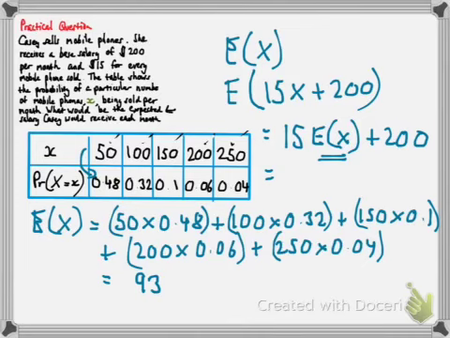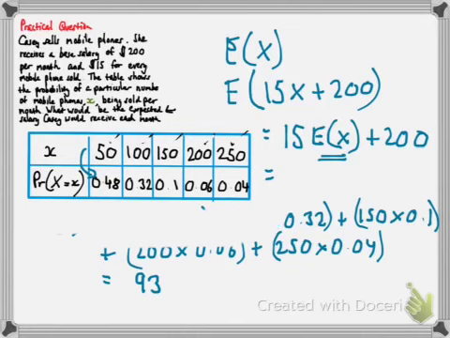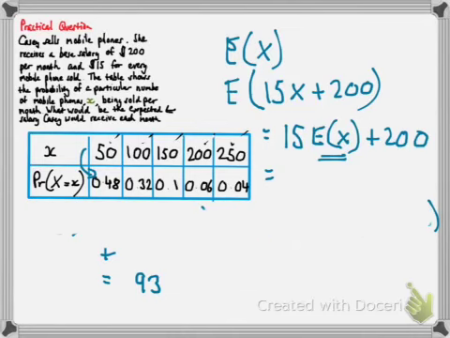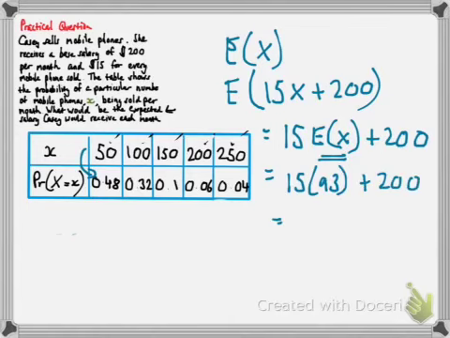We can now use that figure back over here to find the salary. Now that we've found E of X, it's 93. So it's going to be 15 times 93 plus 200. So the expected salary is going to be $1,595.